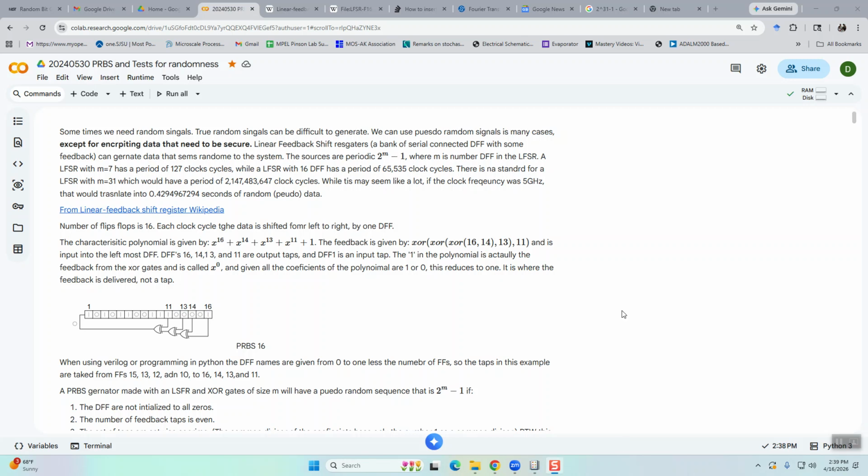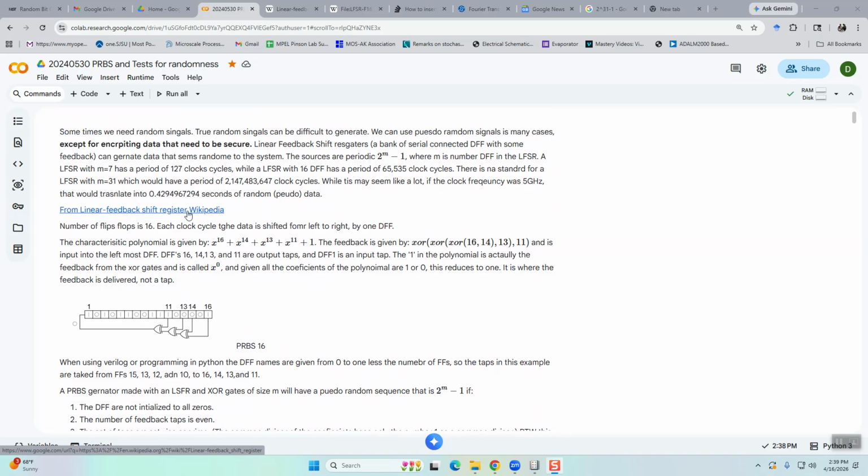This is a brief introduction to linear feedback shift registers for pseudo-random signal generation and some very simple tests. It's not meant to tell you everything you need to know. You have to look things up. Okay, so anyway, here's an introduction to what they are.